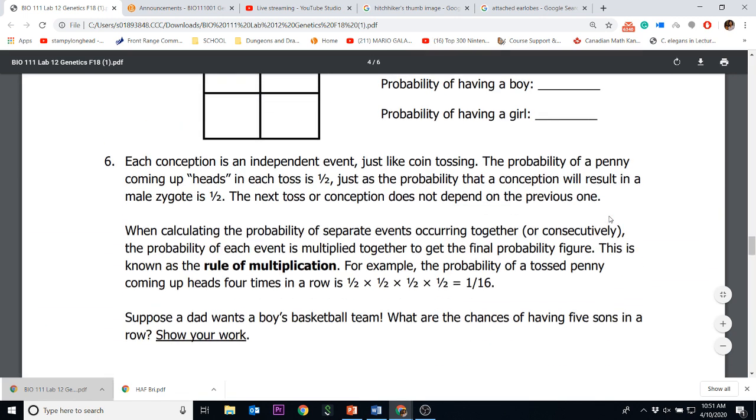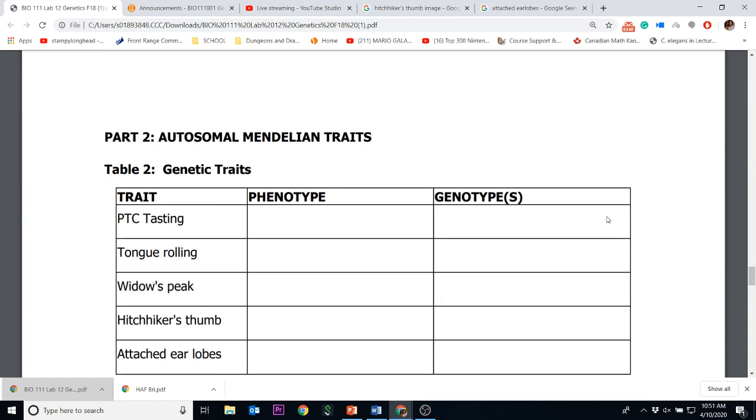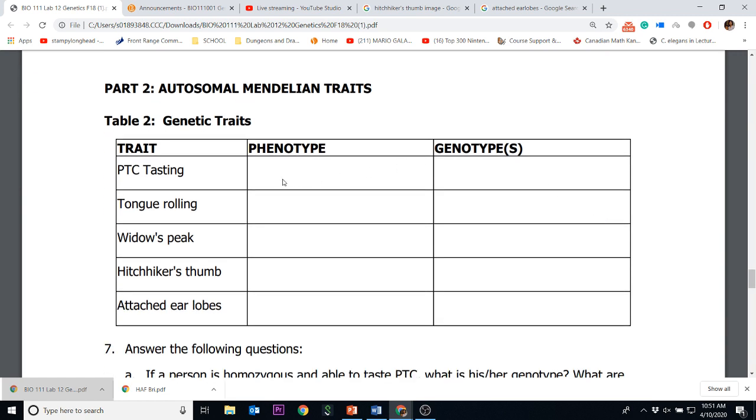So you're supposed to have done part 1 already. So today we're supposed to do part 2. Okay. And are we all there? On part 2 of the lab, we are not doing PTC tasting. There's a piece of paper with PTC and you're supposed to taste it in the lab. So we are not in a real lab right now. So you're not going to taste it. So just cross that one out.